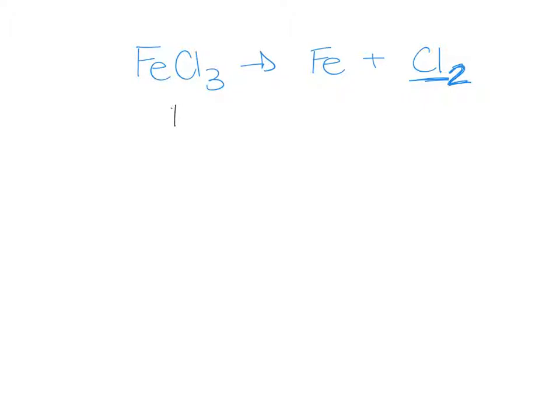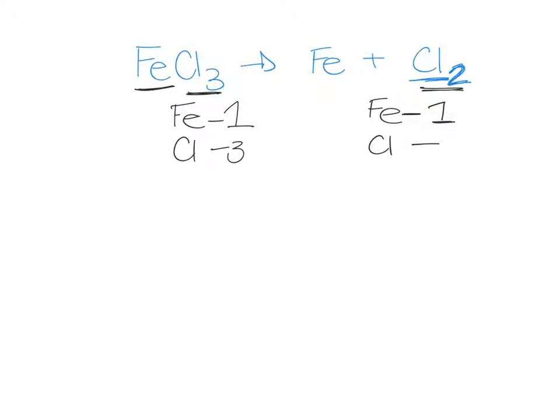Okay, make your list underneath. FeCl3. If I count how many irons are here, there's 1. If I count how many chlorines are here, there's 3. On the other side, if I count how many irons, there's 1. If I count how many chlorines, there's 2.